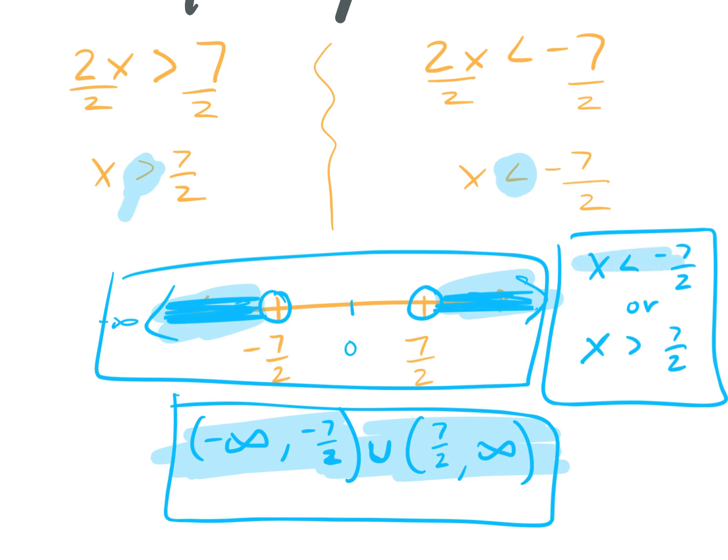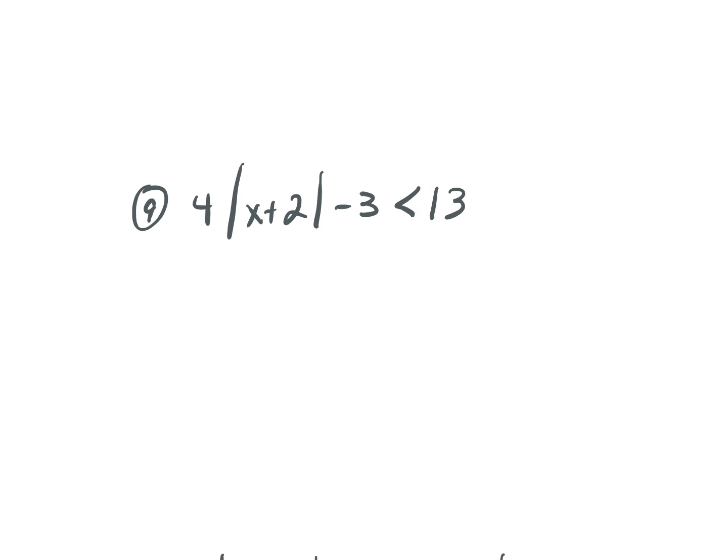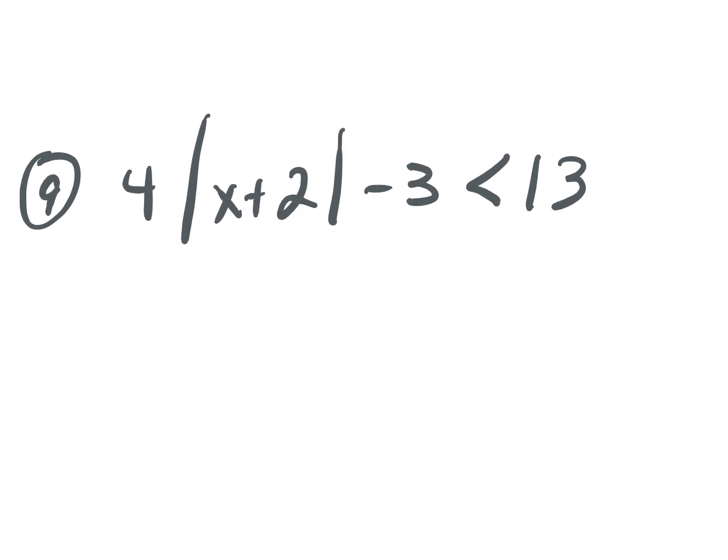And you're also going to have 2 pieces to your inequality. Let's do number 9. So step 1, we said is what? Isolate the absolute value. So I'm going to add 3 first. Perfect.